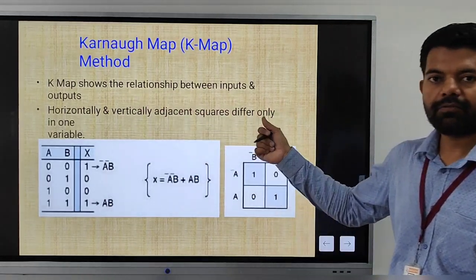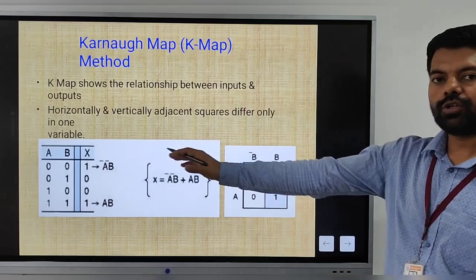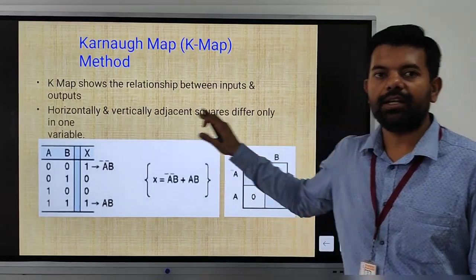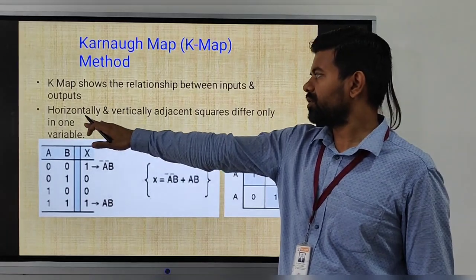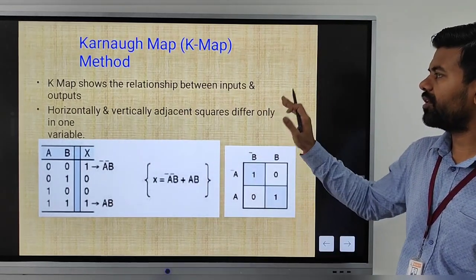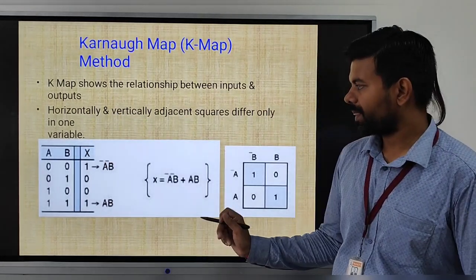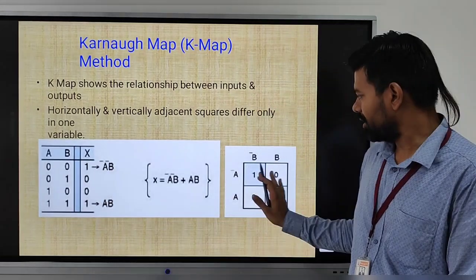The K-map shows the relation between input and output, horizontally and vertically. This is the most important line: horizontal and vertical adjacent squares differ in only one variable. See how? We will see it in this example.